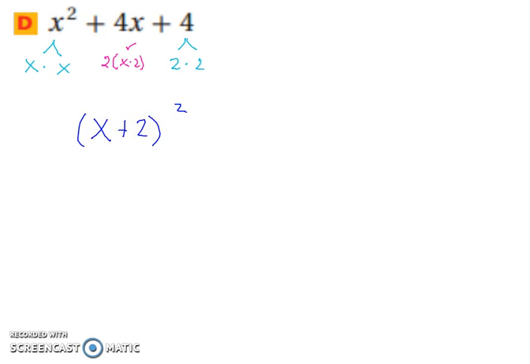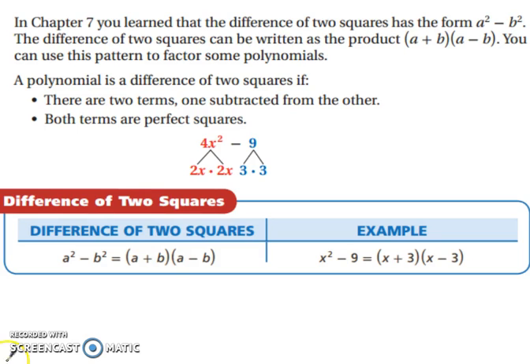Alright. If we think back to the previous unit, we learned that the difference of two squares has the form a squared minus b squared. The difference of two squares can be written as a product, the quantity a plus b times the quantity a minus b. You can use this pattern to factor some polynomials, but the polynomial has to be a difference of two squares. So there are going to be two terms, one subtracted from the other. Both terms have to be perfect squares.